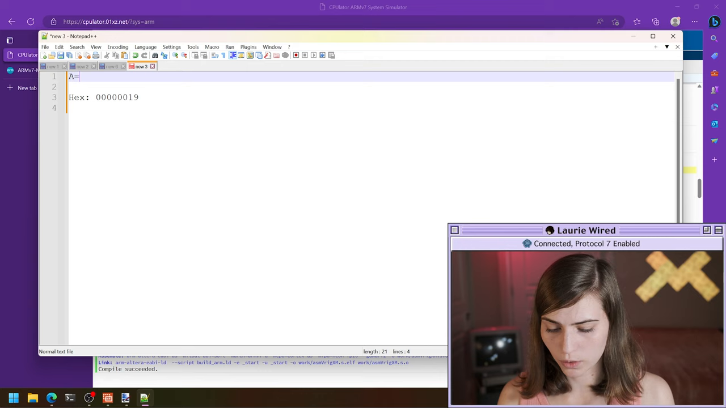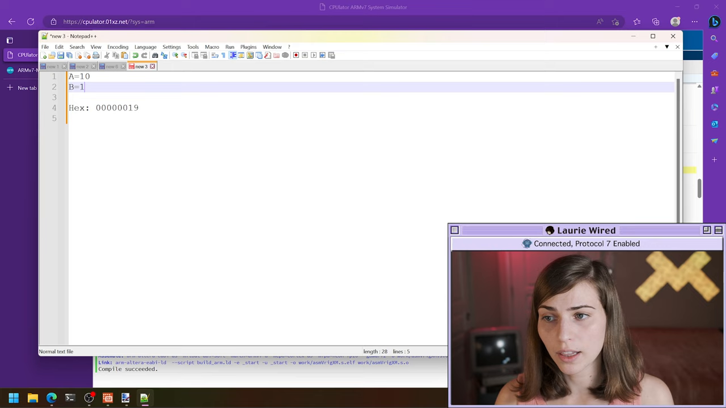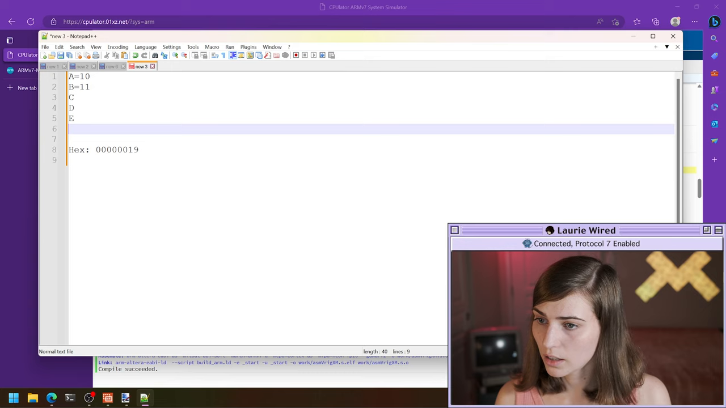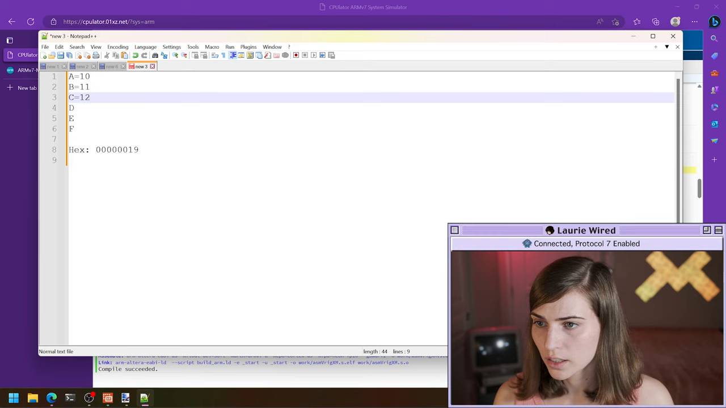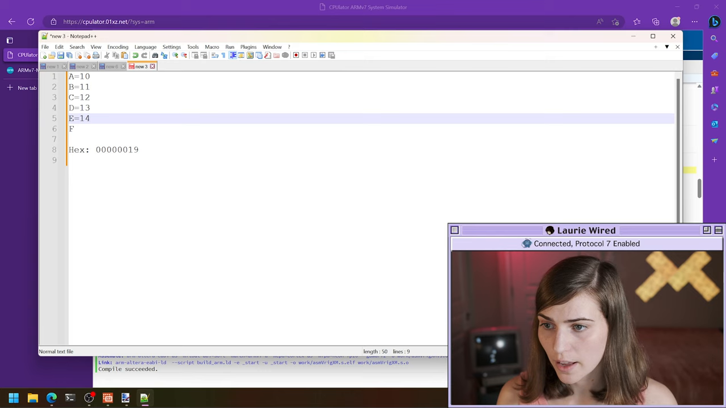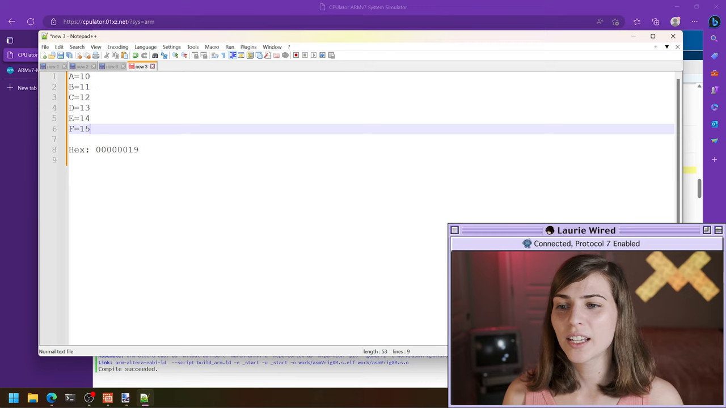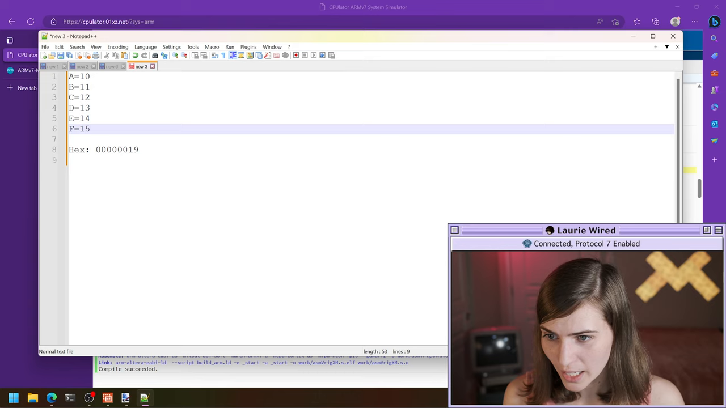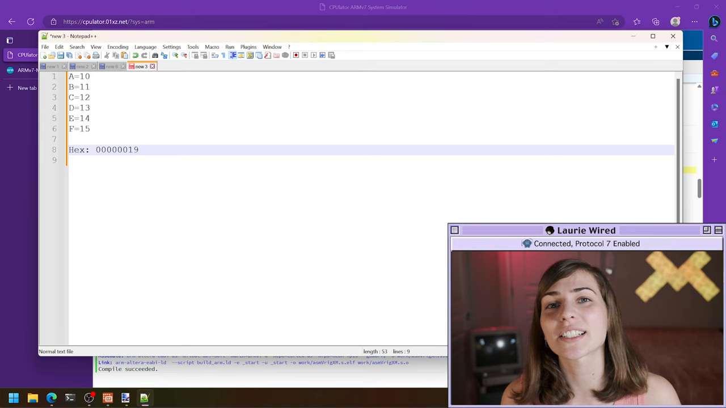B equals the number 11. Let's just do C, D, E, F. And then these are just going to be incremented like that. 12, 13, 14. And then the letter F is going to be representing the decimal number 15. So we'll just keep this up here for reference since it's kind of helpful to remember this. And then let's look at converting this hexadecimal number to binary, and then let's look at converting it to decimal.